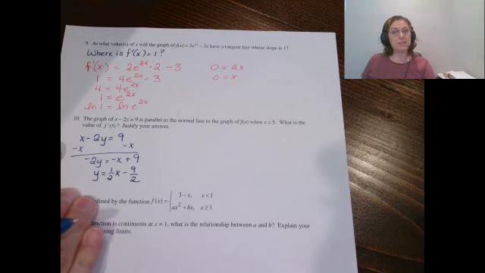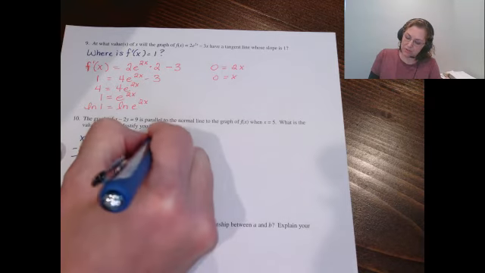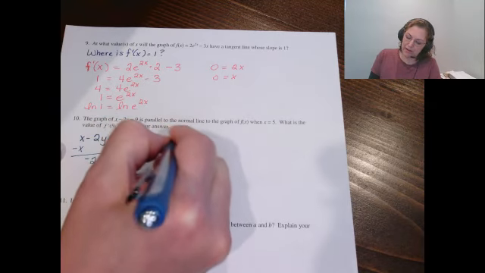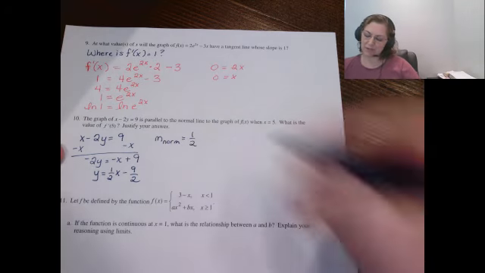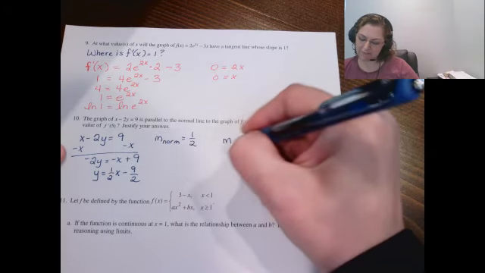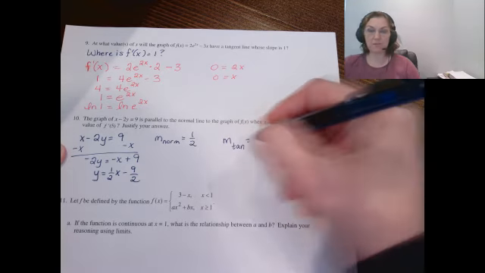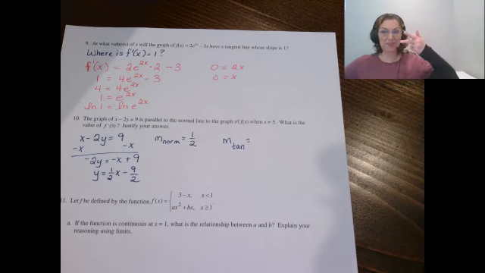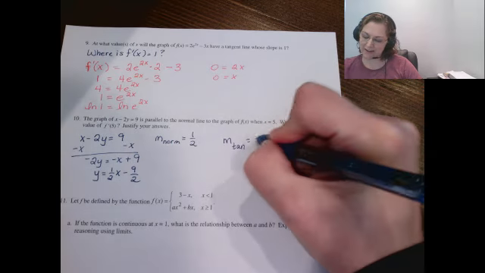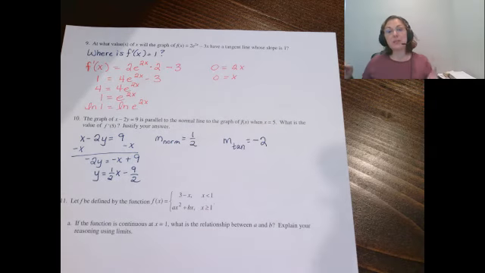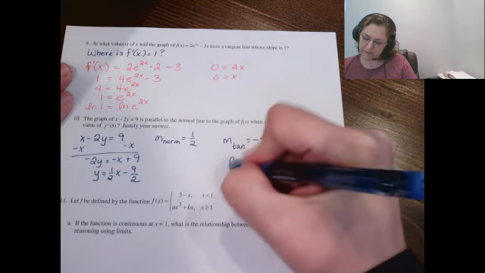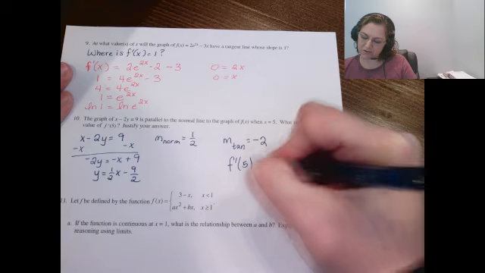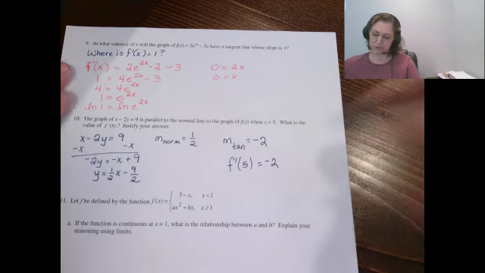So remember, this is my normal line. So the slope of the normal line is 1/2. So what's the slope of the tangent line? Remember, they're perpendicular, so we're going to flip it and change the sign. Well, if the slope of the tangent line is -2, that tells me what the derivative equals. So I know then the derivative equals -2.